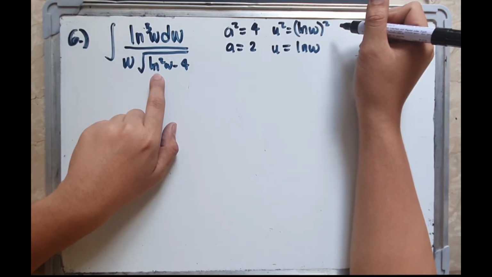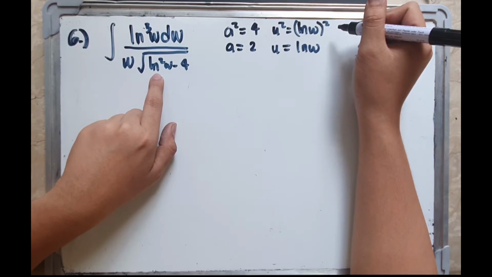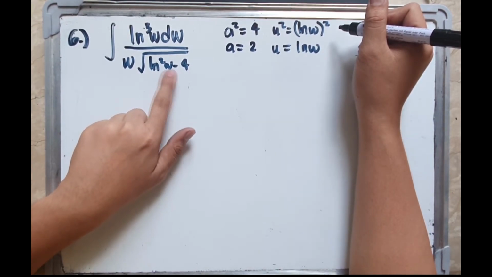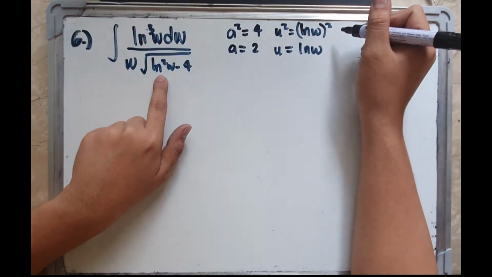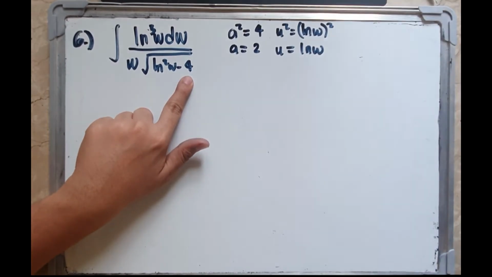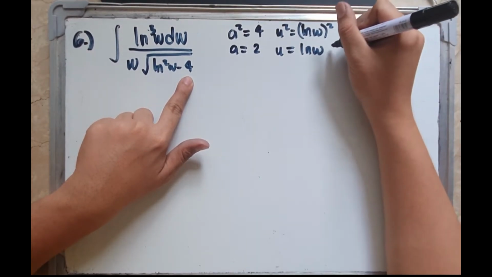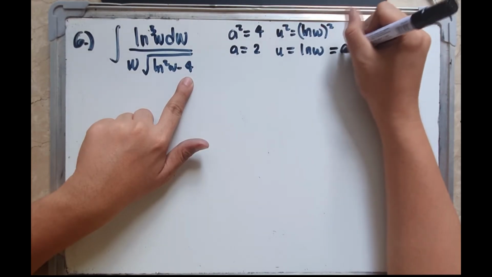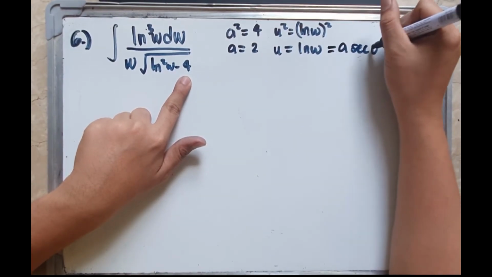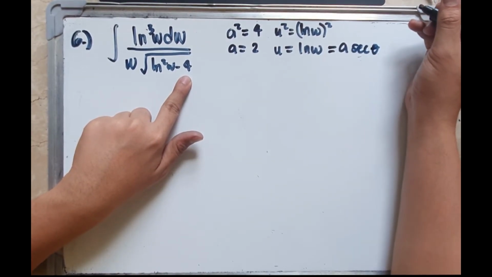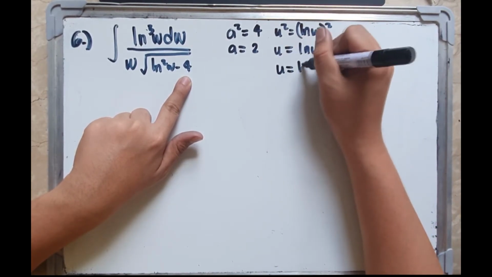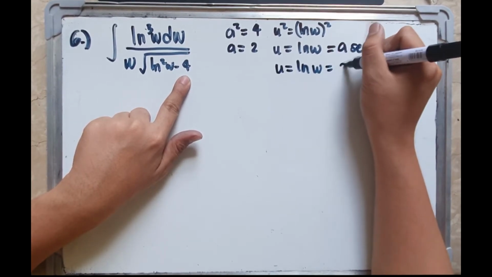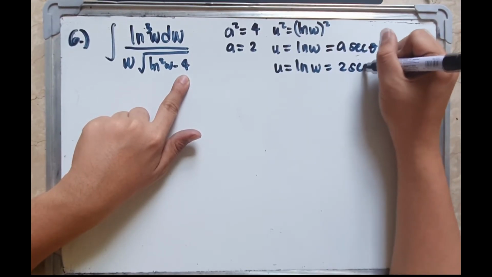Okay, so the construction of this algebraic expression is case number 3. We have here the function minus the constant. Therefore, we're going to replace this one with a secant theta. Okay, so what is a? We have 2. So u, ln w, that is 2 secant theta.